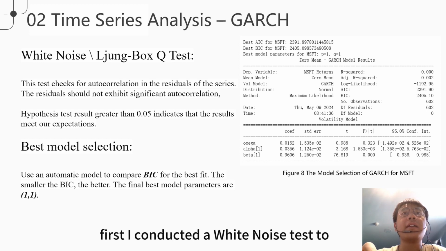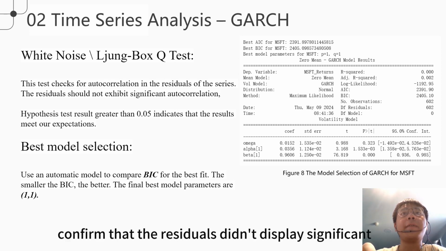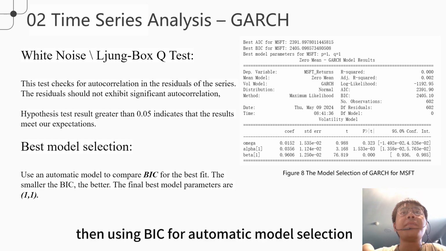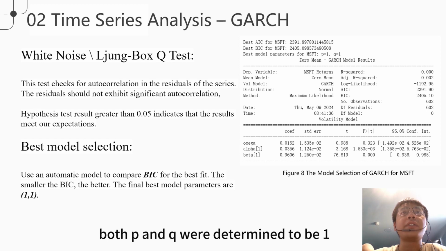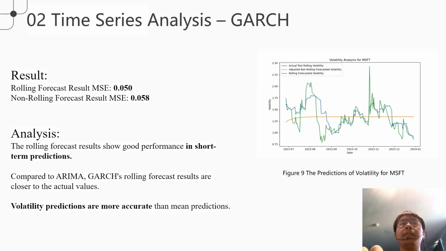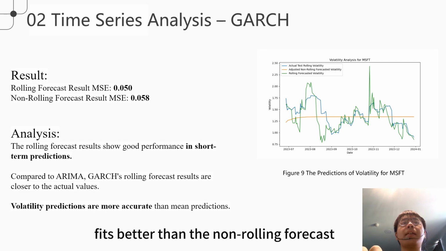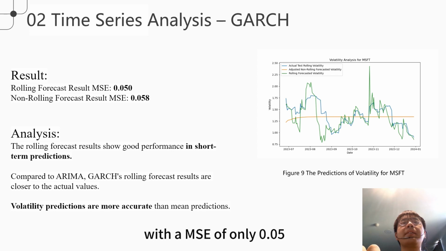First, I conducted a white noise test to confirm that the residuals didn't display significant autocorrelation, which they didn't, as we expected. Then, using BIC for automatic model selection, both P and Q were determined to be 1. Using the trained GARCH model for the predictions on the test set, the rolling forecast green line fits better than the non-rolling forecast, with an MSE of only 0.05.